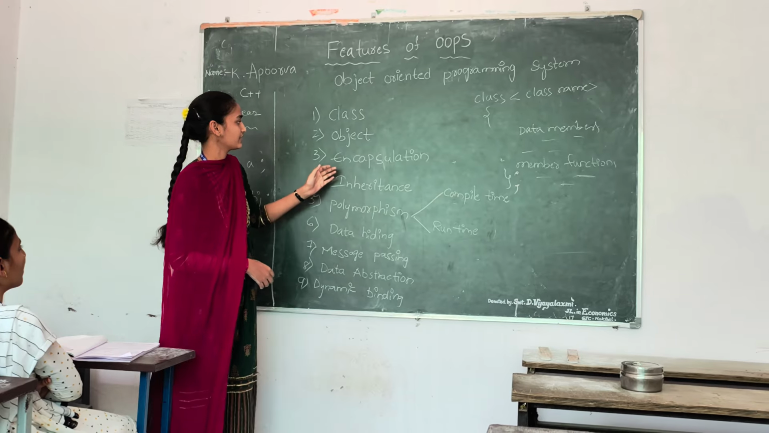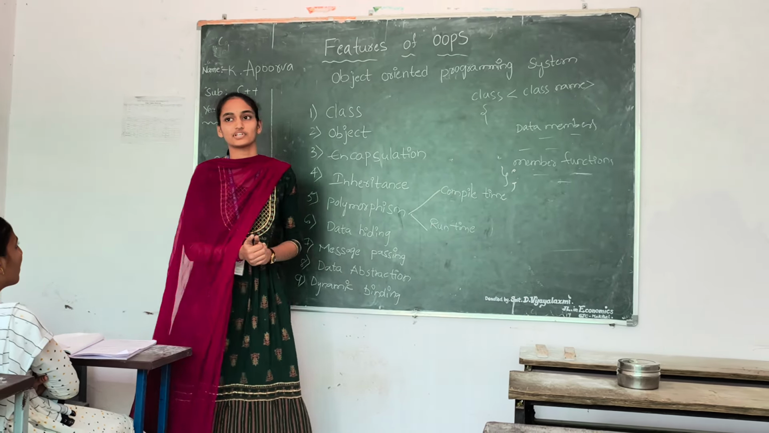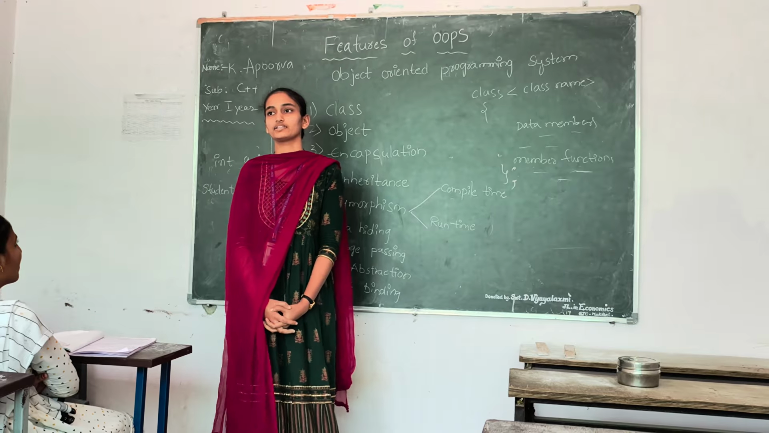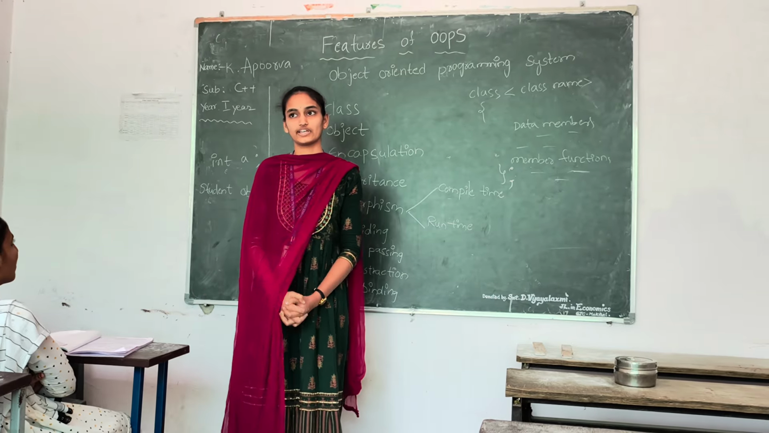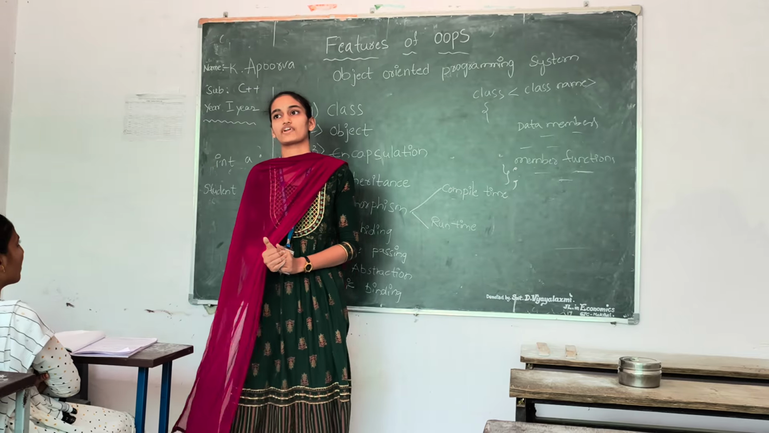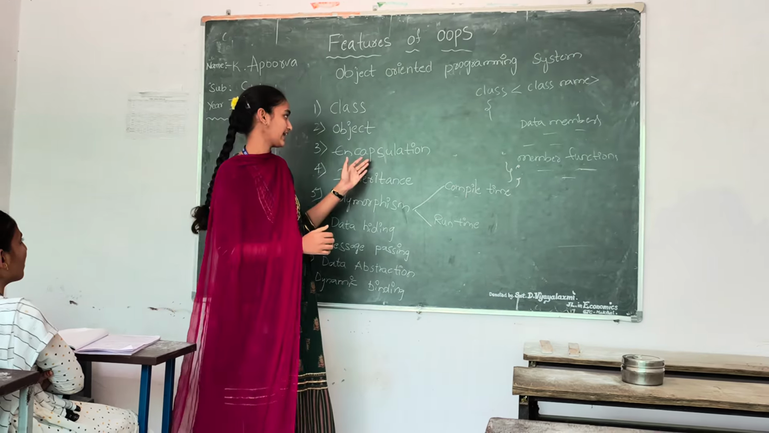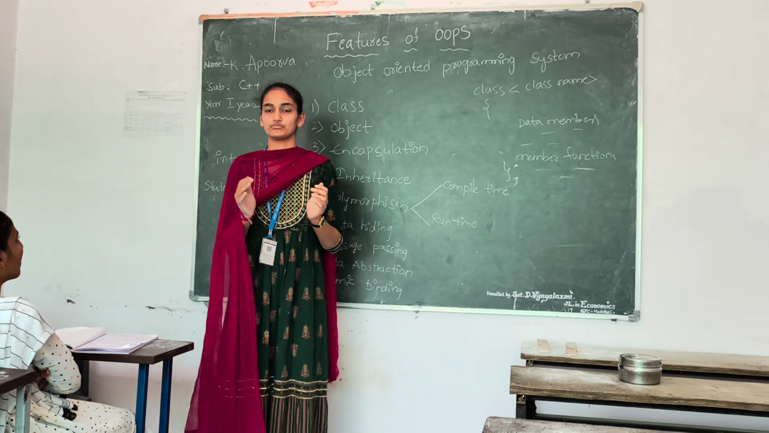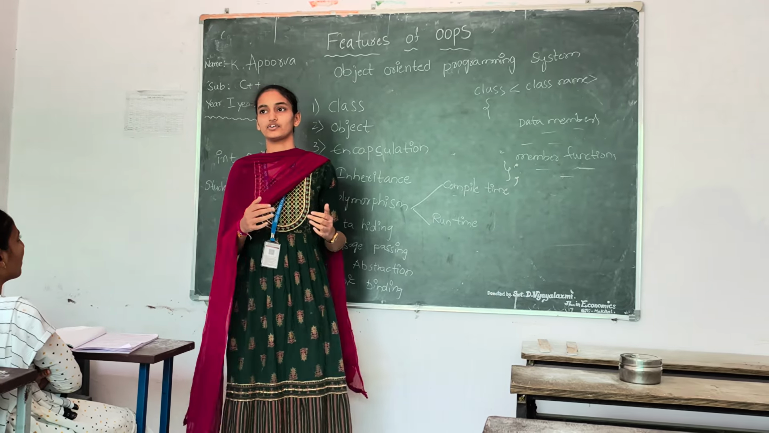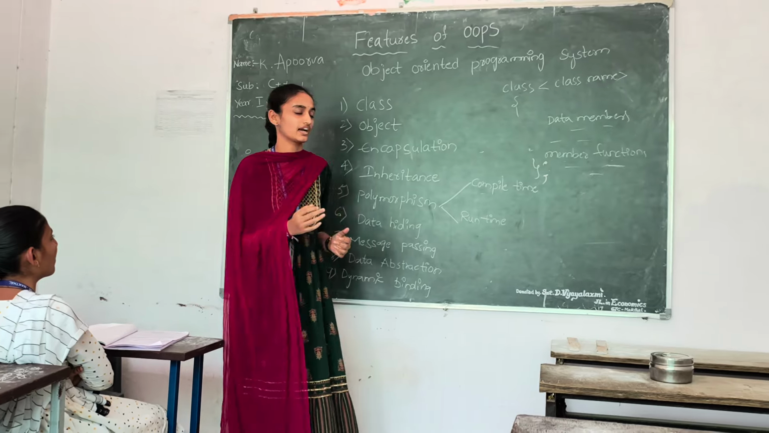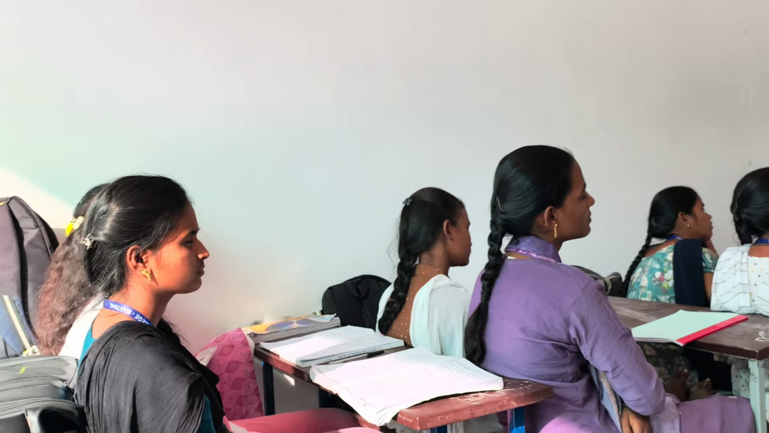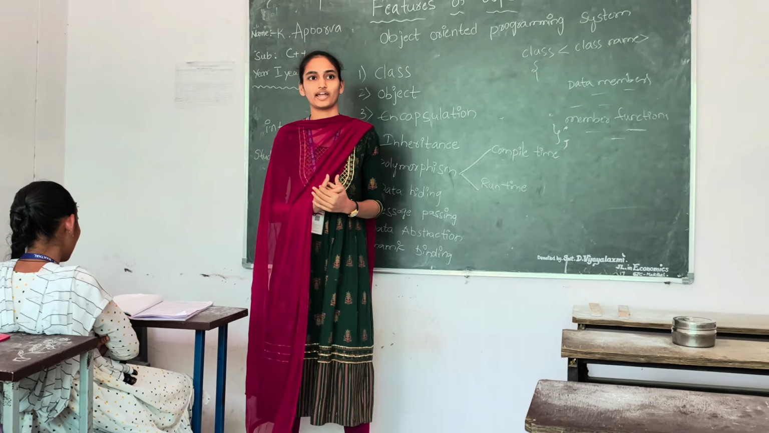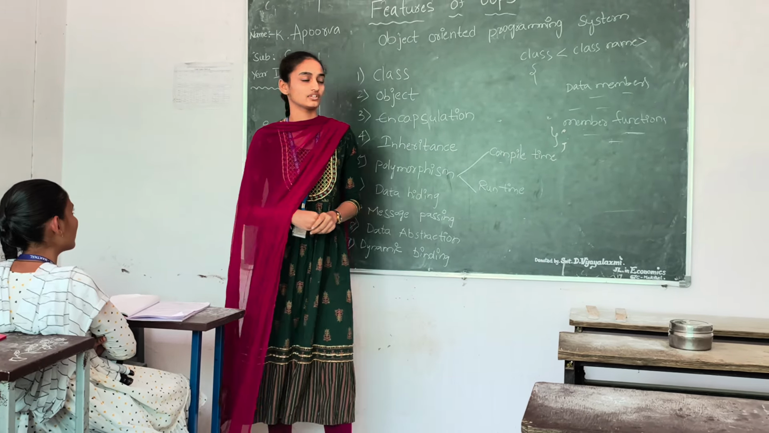And then we go with encapsulation. Encapsulation is the process of wrapping or combining the data members and member functions into a single unit. Wrapping is nothing but covering. The main aim of encapsulation is data hiding. Wrapping is nothing but covering the data members so that we can hide the data of the class, like member functions and data members, and the data inside the class is not accessible by outsiders.